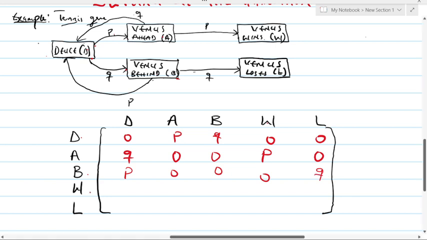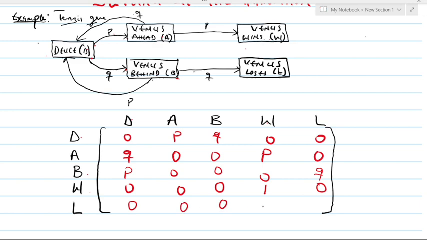Okay, from W to D, we have 0. From W to A, 0. W to B, we have 0. And W to W, that is 1. From W to L, that is 0. Because it wins, that is 1, back to itself. So L to D, we have 0, L to A 0, L to B 0, L to W 0, and for L to L we have 1.